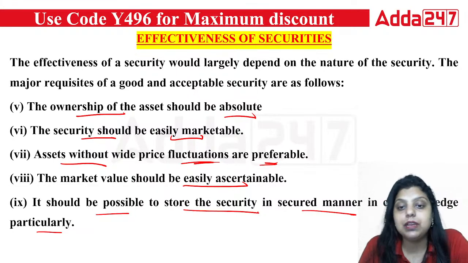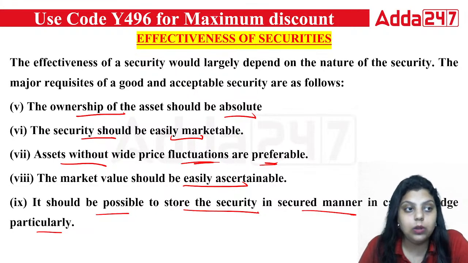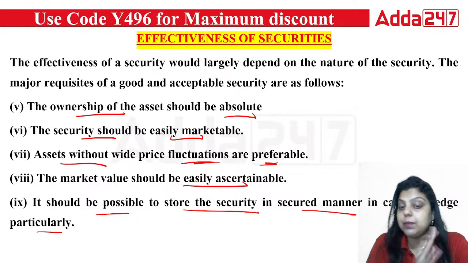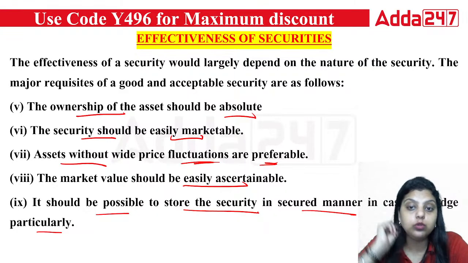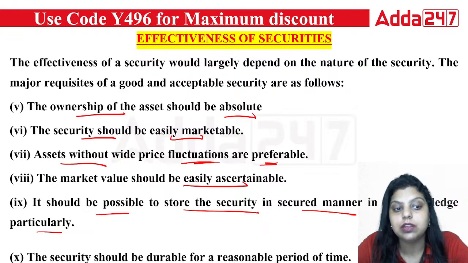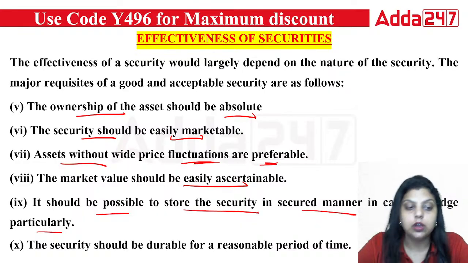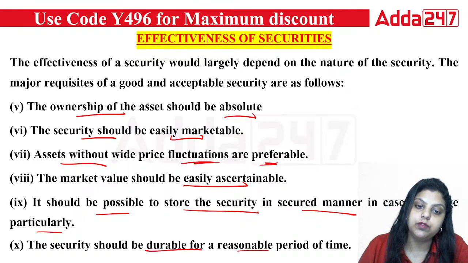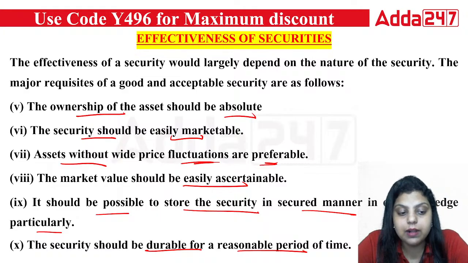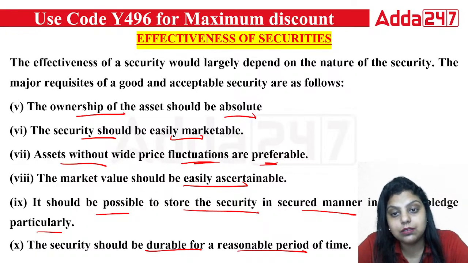Like for example, in pledge we have gold, and gold definitely requires a storage facility that the bank has to maintain. If the bank does not have a way to secure the gold which they are taking as a security, definitely they are not allowed to take gold as security. So the security should be durable for a reasonable period of time. So these are the certain features which should be there in acceptable securities.